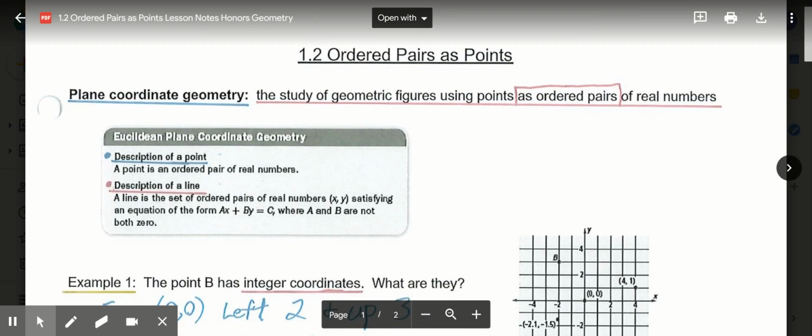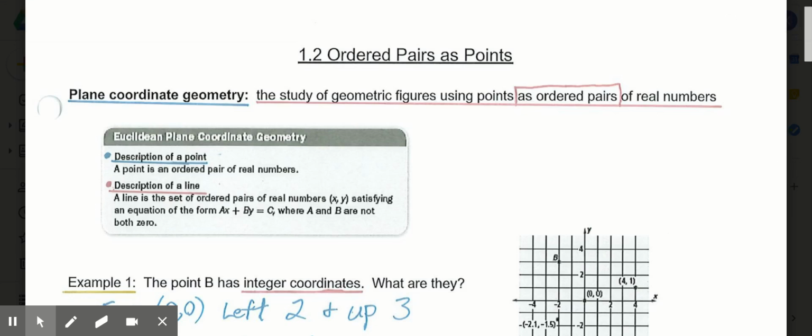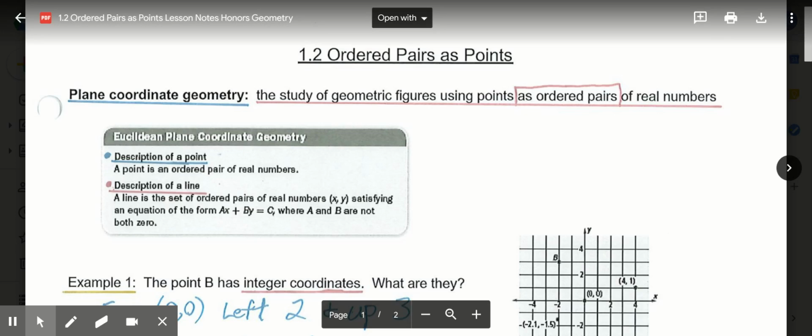So our description of a point in coordinate geometry or plane coordinate geometry is that a point is an ordered pair of real numbers. So you'll see that is slightly different than our description of a point from synthetic geometry. Now the second one here, description of a line.